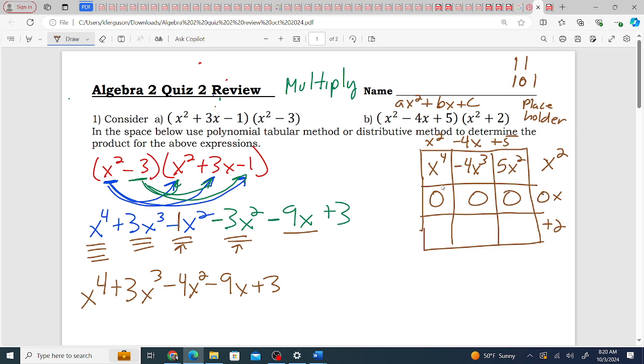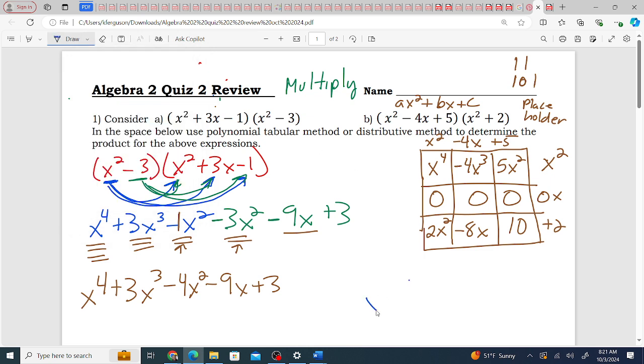So then I've got the last stuff. X squared times 2, that's 2x squared. I've got negative 4x times 2, so that's negative 8x. And then finally, I've got plus 5 times plus 2, that's a plus 10. And then I write all my numbers out.